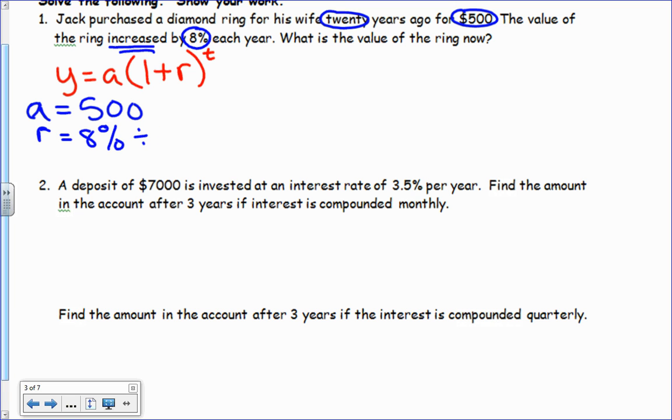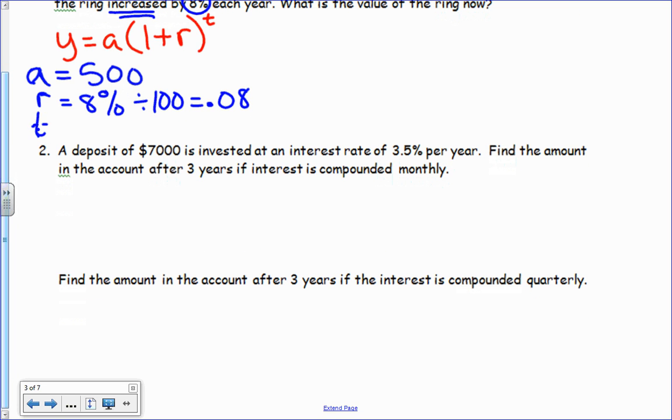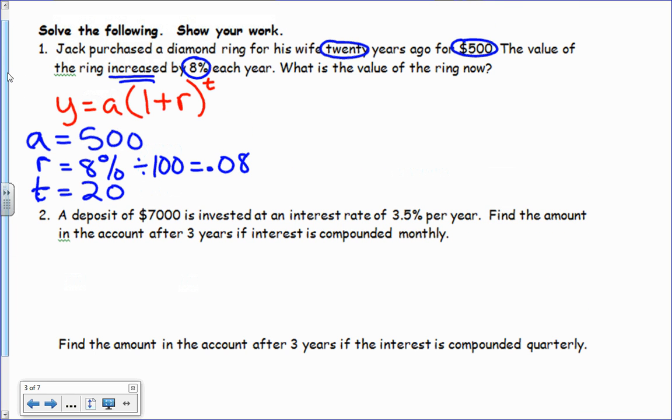The r value, the rate here, is 8%. So we divide that by 100, and we get 0.08. That's what we're going to plug in, 0.08. And the time is 20 years, so t is 20. We get that because he bought it 20 years ago, and we want to know the value now. So 20 years has elapsed.